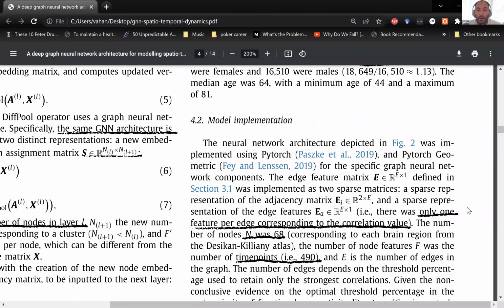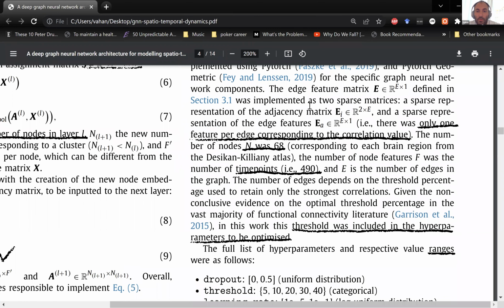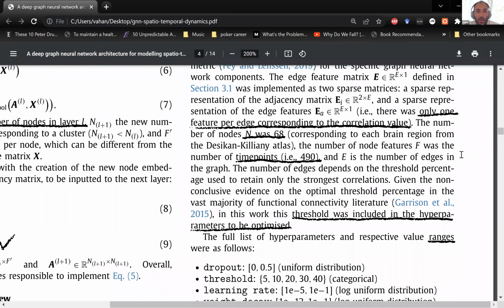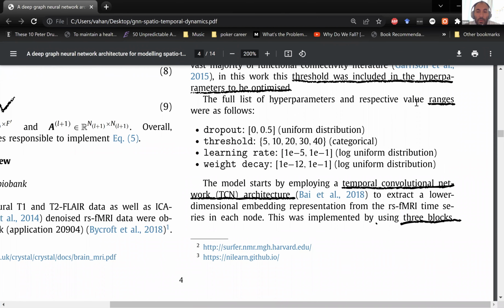Okay, the models, as I said, there's only one edge feature. We create the adjacency matrices. I think that you don't need to worry too much. Each graph has only 68 nodes. It's very small compared to other applications. Time points I mentioned. They also do hyperparameter tuning with those ranges, you know, dropout in a range or thresholding.